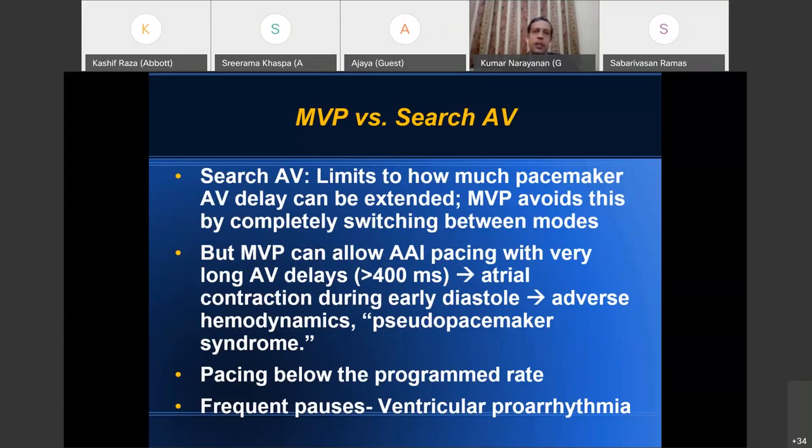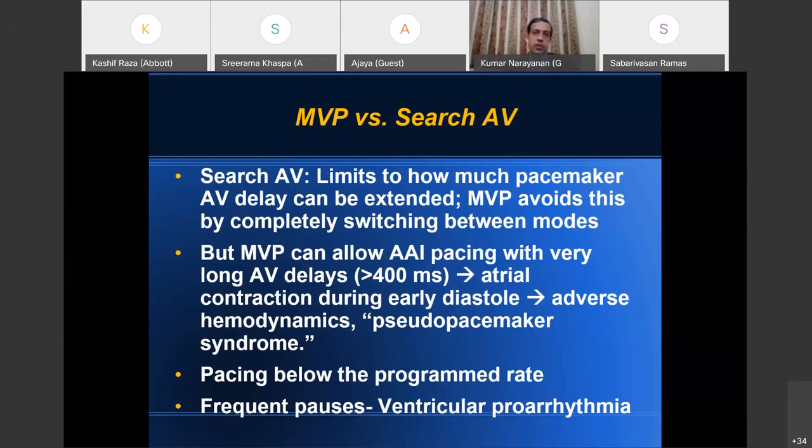Whereas what MVP is doing is completely switching to the AAI mode. And therefore, even if you have conduction with a very long AV delay, you are not limited by a particular AV delay. But MVP also has certain disadvantages. It's not like a golden arrow, and you have to be watchful in a patient programmed on MVP, because MVP can sometimes end up allowing AAI pacing at very long AV delays, sometimes even exceeding 400 milliseconds. Now, is it okay to have intrinsic conduction with such very long AV delays? May not really be desirable, because if you have an extremely long AV delay, then your next P wave can come pretty early in diastole, limiting ventricular filling. And in some patients, this can give rise to uncomfortable symptoms.